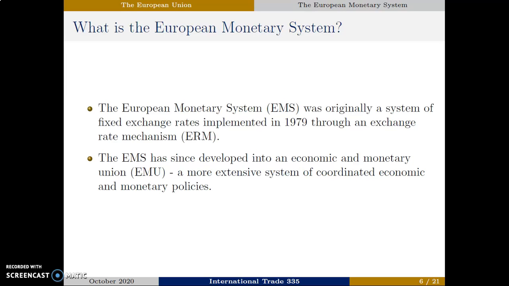The EMS has developed from a fixed exchange rate system into an economic and monetary union due to the Maastricht Treaty and its requirements. The Economic and Monetary Union, EMU, is a more extensive system of coordinated economic and monetary policies.